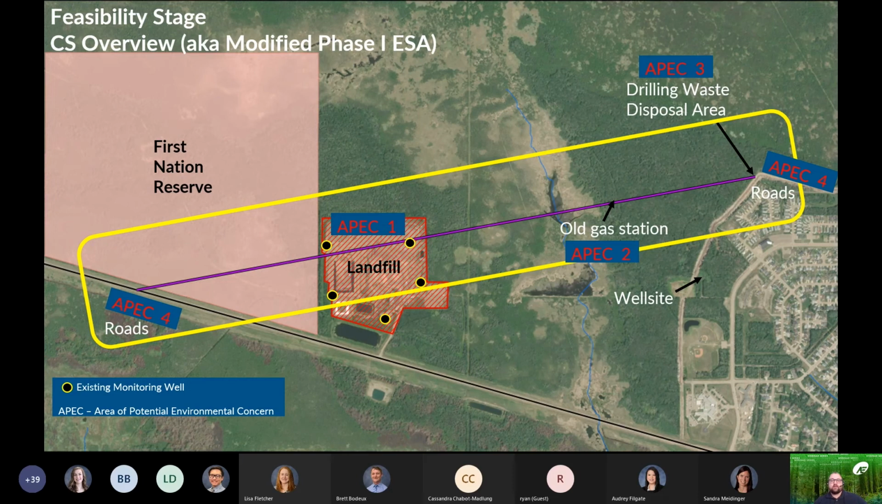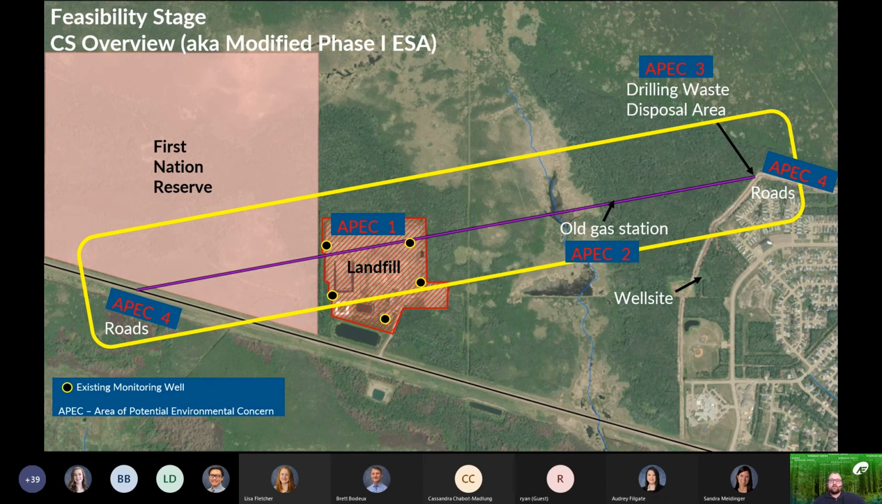A 300-meter radius search was conducted for historical reports, documents, and databases to look for items such as fuel storage, well sites, pipelines, water wells, etc. During the search, a remote drilling waste disposal area, or a sump, associated with the well site was found, as well as historical information of an old gas station. Both are located within the proposed roadway.